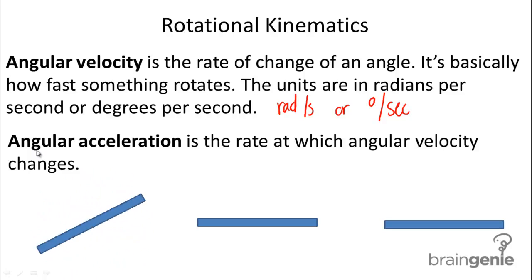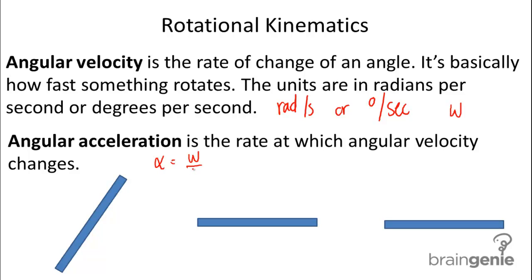The next term that we're going to need to know is angular acceleration. Angular acceleration is the rate at which angular velocity changes. So when we represent angular velocity, we would write angular velocity as omega. Okay, so omega is angular velocity. Therefore, acceleration we write as alpha. Acceleration is just going to be the rate at which the velocity changes. So when we talk about angular acceleration, we're talking about how fast does the rotation, the velocity, change.